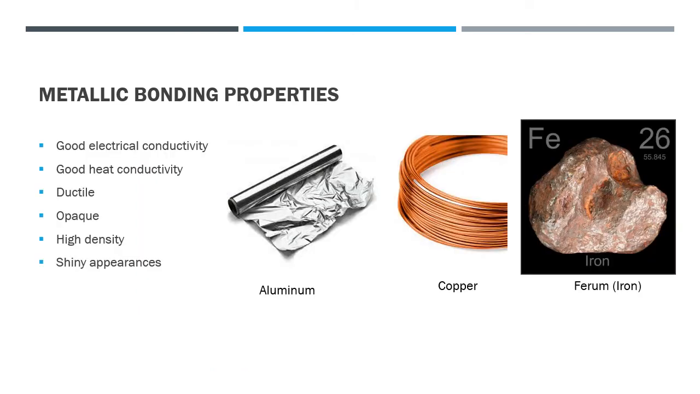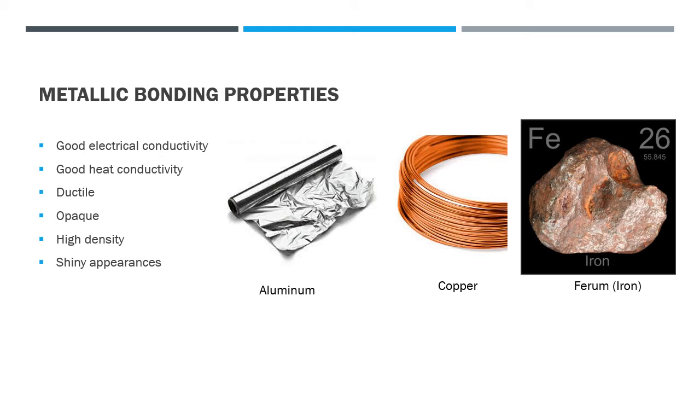So what are the metallic bonding properties? Metallic bonding has good electrical conductivity, of course, and good heat conductivity. That's why when you touch a metal that you heat up, it easily becomes hot. Okay, it is ductile. That is why it can be formed into any shape. Okay, opaque. Opaque means it is not transparent. High density and high weight, and it has a shiny appearance.